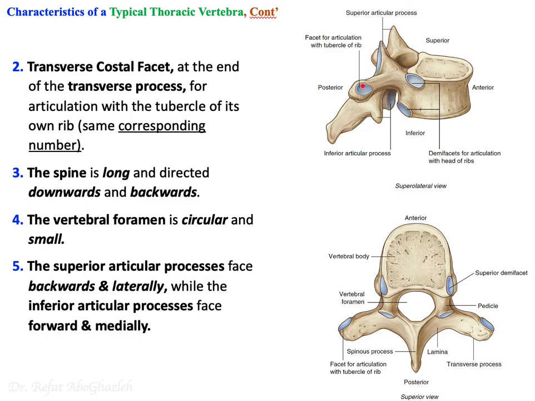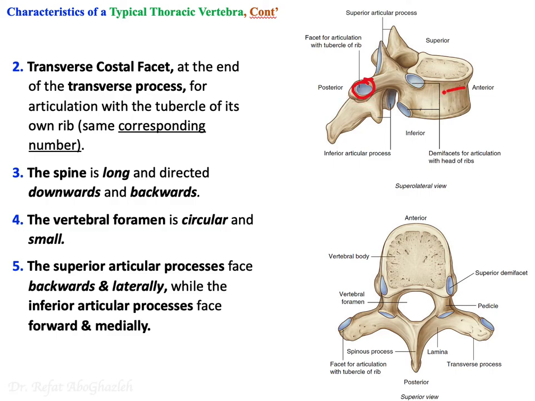Now, what else do we have other than the body and the demifacets, upper and lower? Yes, we have a transverse process, because the typical thoracic vertebra has to articulate with the rib through the transverse process as well. At the end of the transverse process here, there is what we call the facet, the transverse process facet, or the facet of the transverse process. This is for articulation with the articular part of the tubercle of the same corresponding number.